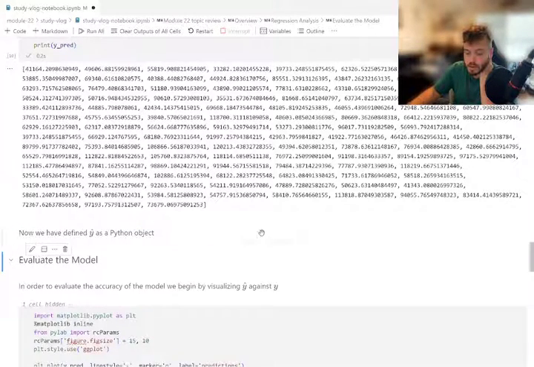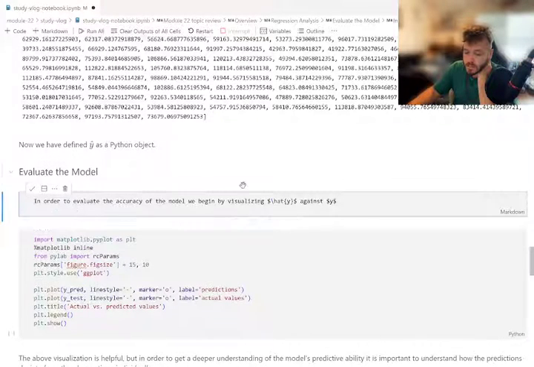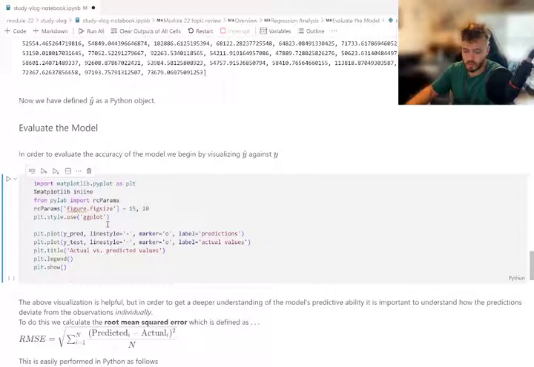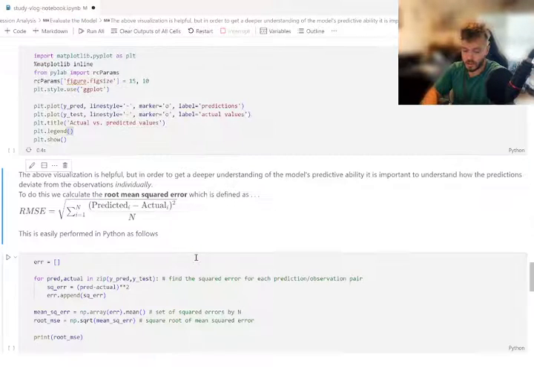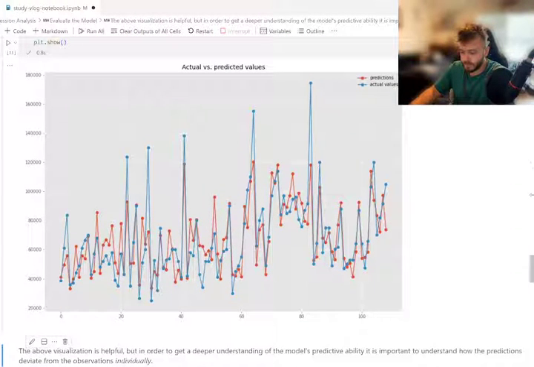Moving on. We've basically built our model at this point, right? So now we're going to evaluate how good a model it is, how reliable it is to use. The first thing we're going to do is plot our observed data points against our predicted data points. And we get this visualization here.